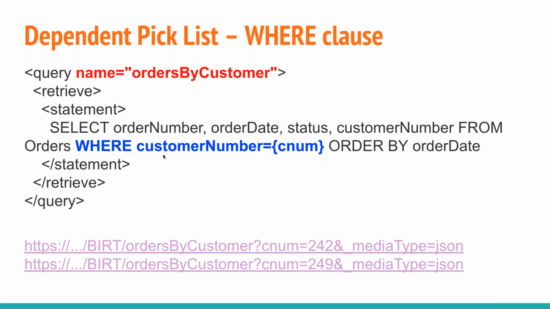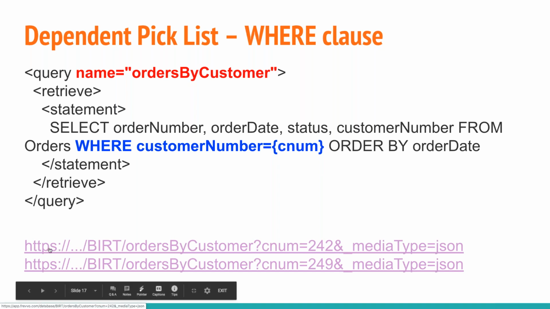Now the syntax that's used here, you can see that this variable called CNUM is placed in brackets. That's basically a template, a variable, and in order for the query to execute, you have to tell this query which customer number you want the list of orders for. How are you going to do that? You're going to pass it as a parameter on that HTTP URL.